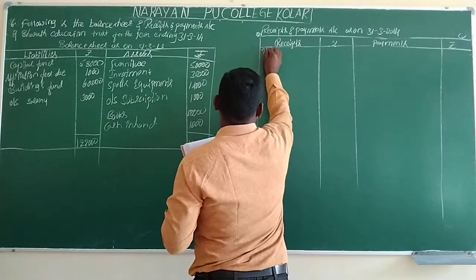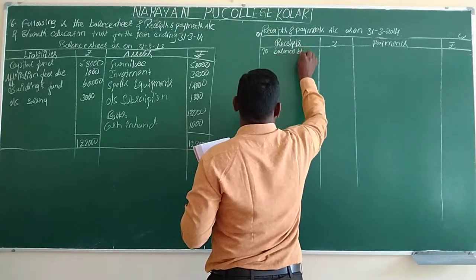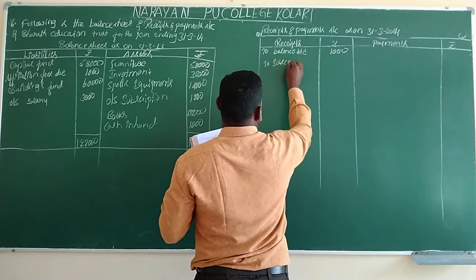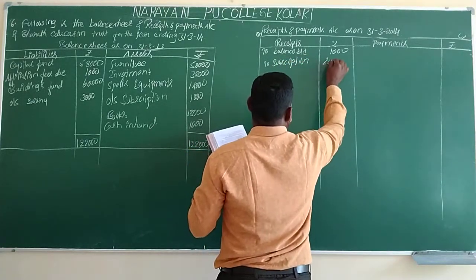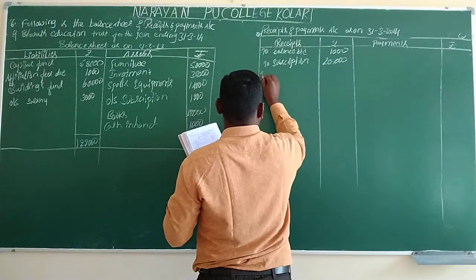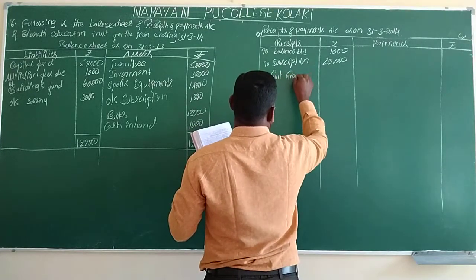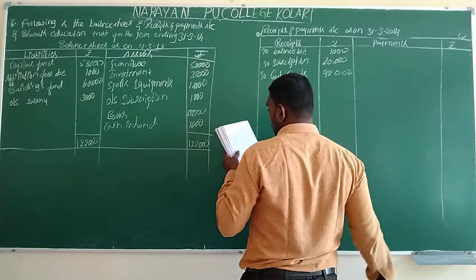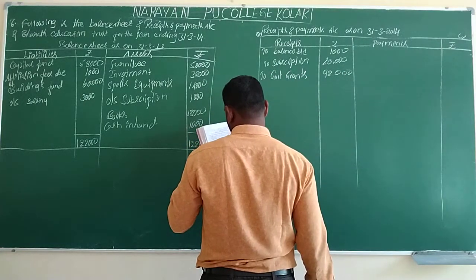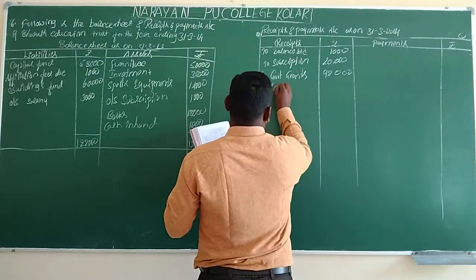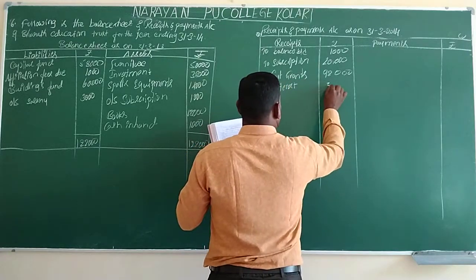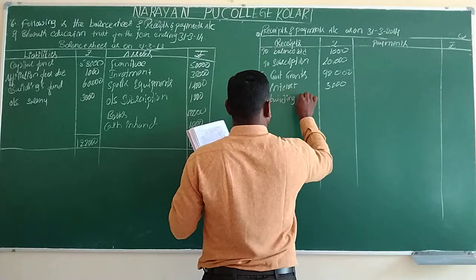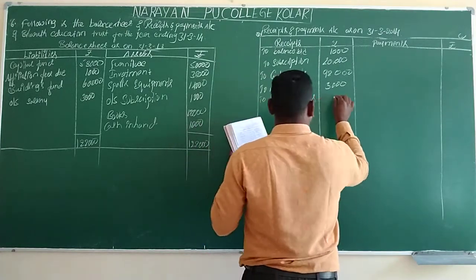On the debit side: to balance brought down 1,000, to subscription 20,000, to government grants 98,000, to interest 3,000, to building grants 5,000.